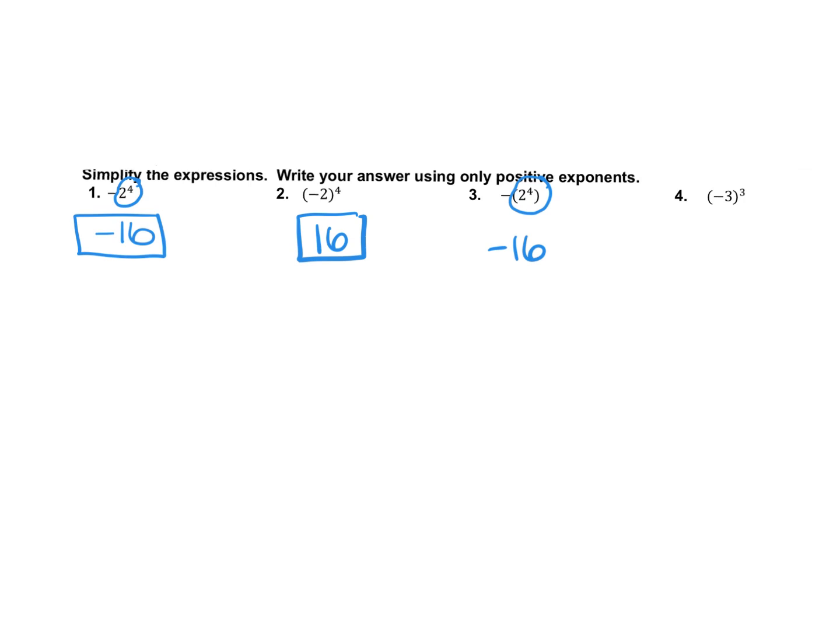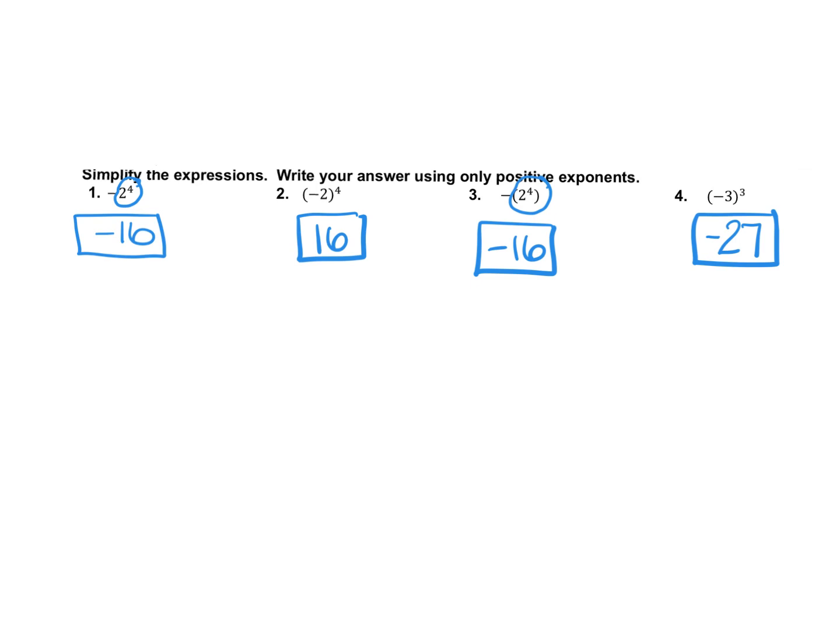And then for question number 4, so we've got the negative 3, and then it's to the 3rd power, which means you've got a negative 3 times negative 3, which is going to be a positive 9. And then a positive 9 times a negative 3, well, we end up then with a negative 27. So not all of the ones where you've got the negative in the parentheses are going to end up positive.